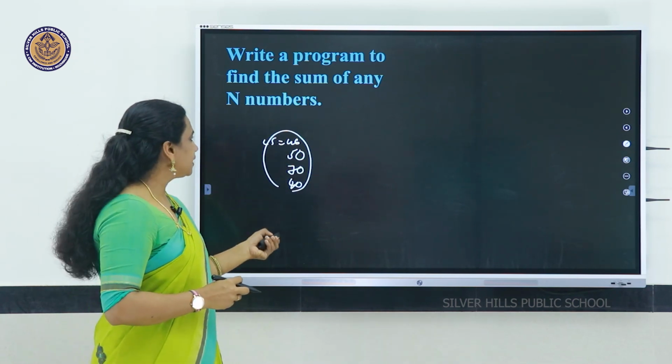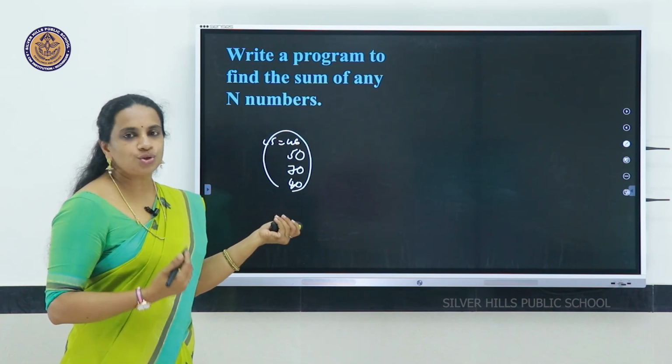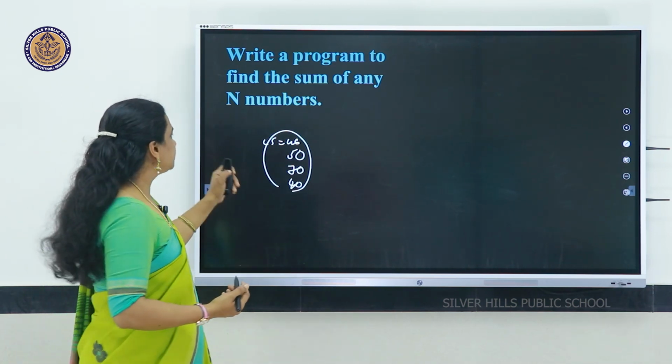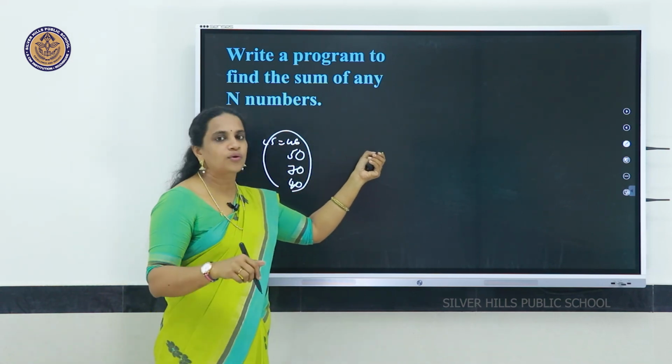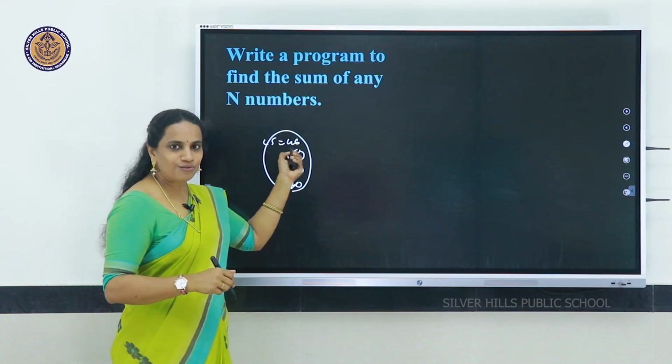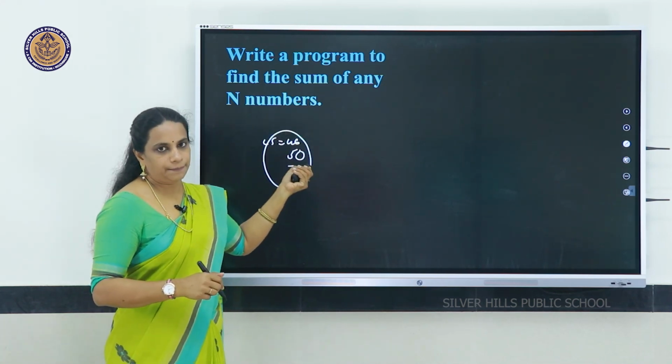How can we write this program? First, you can ask for how many numbers you want to sum up. Now, inside the for loop, you can ask for the number one by one, and each number you can add up with the sum.